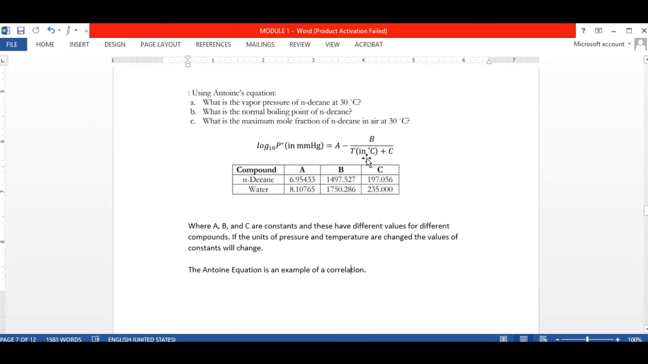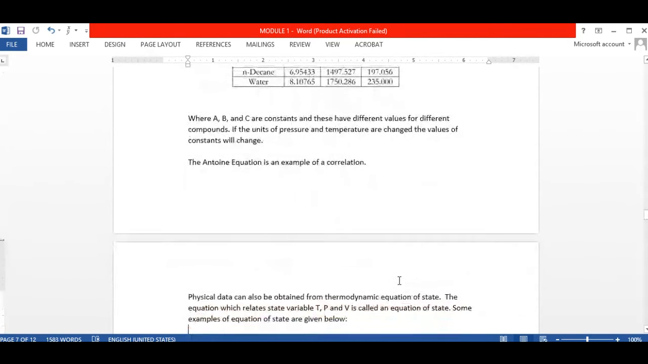We fit the data. We got the temperature and the pressure, a table of temperature and pressure, and from that we put it into Excel, and Excel gave us this equation. So this is just called a correlation. Correlations will not tell you why this is log, or why this is A minus B over something. You cannot do that. The form of the equation you cannot explain logically, because it comes just from fitting the data.